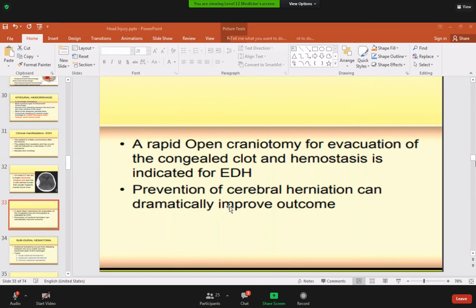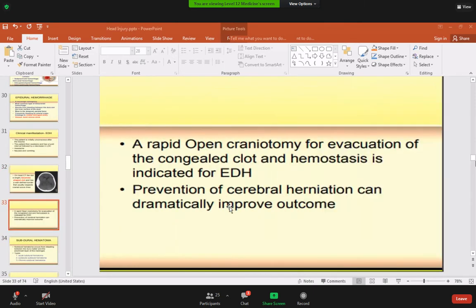So as early as possible, try to evacuate the clot and restore homeostasis. Prevention of cerebral herniation can dramatically improve the outcome. We are preventing the cerebral herniation, and the brain is protected, and the outcome is better for these patients. Okay.